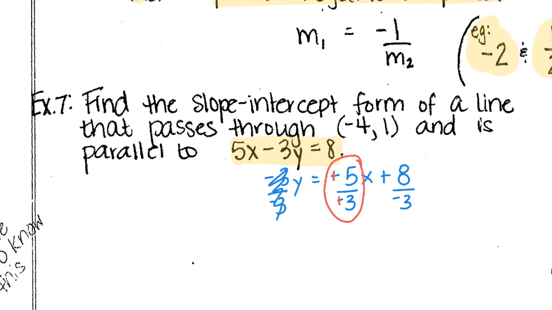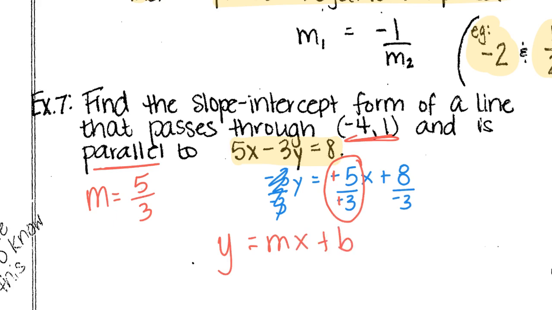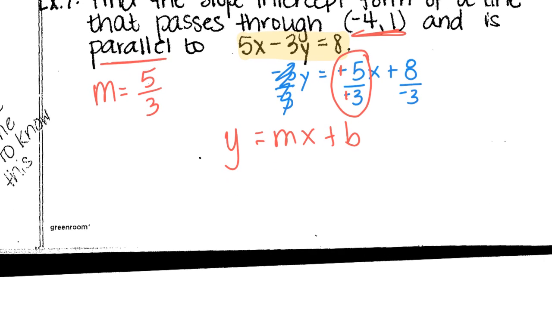So let's read the question again. I know we are using the slope 5/3. I know it has to be parallel. But I also know it has to go through (-4, 1). So we could use that point-slope form that we did yesterday, or we could use y equals mx plus b. What do you guys want to try? I heard y equals mx plus b. A lot of you guys get stuck on that, which is great. At least you know it. So let's go ahead and use that.